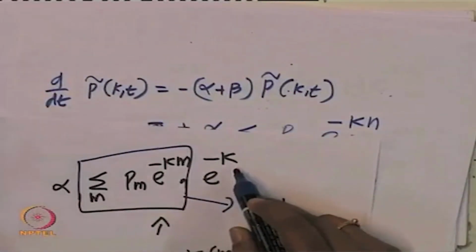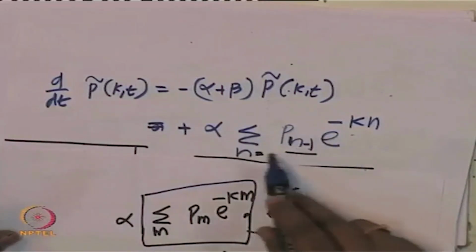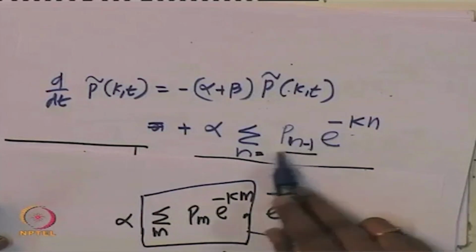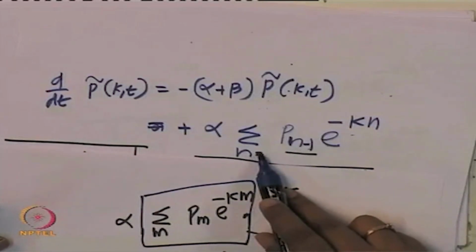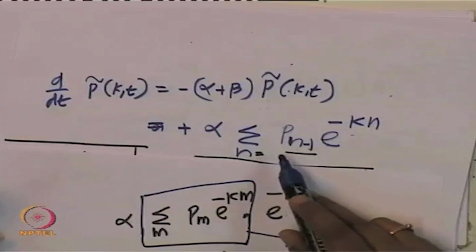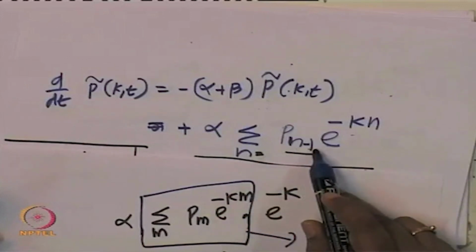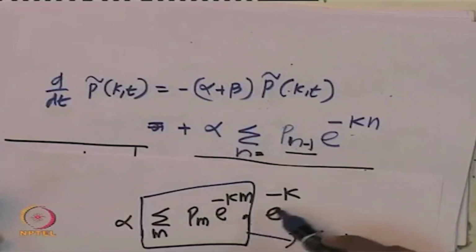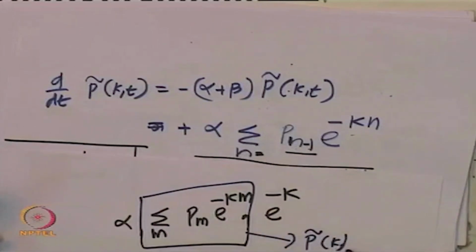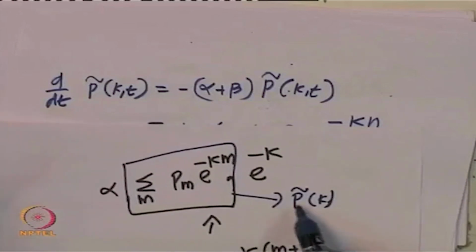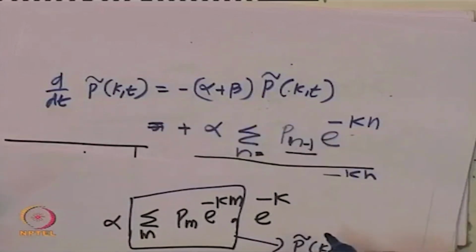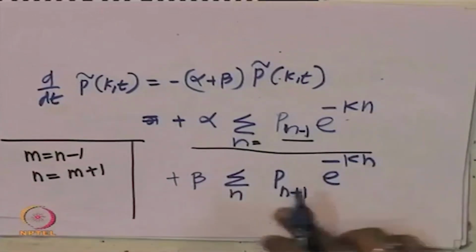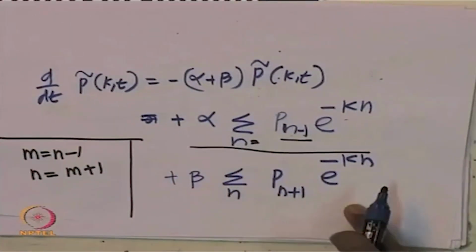If you do this trick of calling n minus 1 as m, since the limit does not change, this infinity and infinity plus 1 and infinity minus 1 do not change anything, this whole thing becomes p tilde of k e power minus k. So, similarly, I can also do a trick on this.